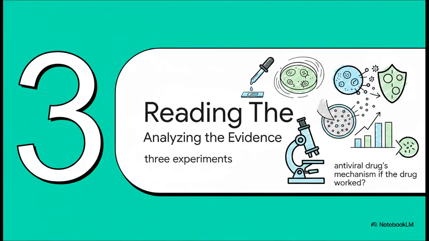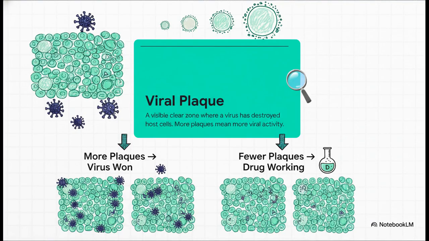Okay, so we've run our 3 experiments, we've let everything incubate, now it's time to put on our detective hats and analyze the evidence. How do we actually see if our drug did anything at all? Well, the evidence we're looking for is called a viral plaque. A plaque is basically a dead zone. It's a clear spot on our layer of cells where the virus has successfully infected, multiplied, and destroyed all the cells around it. So, the bottom line is, more plaques, bad. That means the virus won. Fewer plaques, good. Our drug is working.